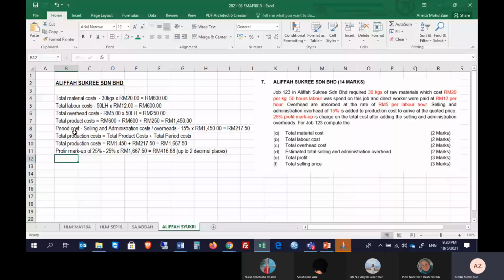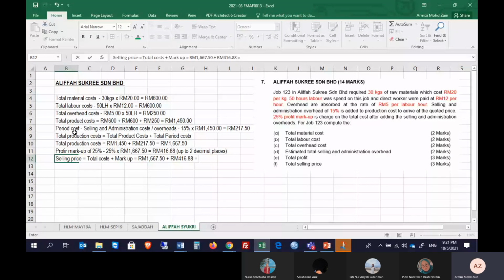Selling price: total cost plus markup equal to RM 1667.50 plus RM 416.88, and you will get RM 2084.38.